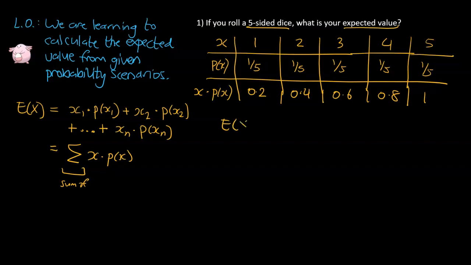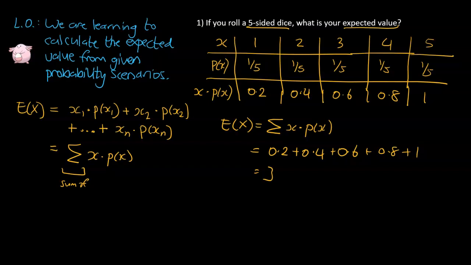Finally, we're going to do our calculation. So our expected value is going to be equal to the sum of x times the probability of x, and we've got that on our table above. It's going to be 0.2 plus 0.4, which is 0.6, plus another 0.6, which is 1.2, plus 0.8, which is going to get us to 2, and we're going to add on another 1, which is 3. And if you think about this number, that makes sense because 3 is kind of the middle value, so it's almost acting as an average.